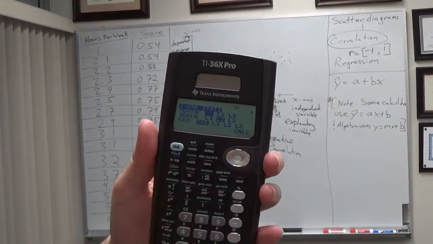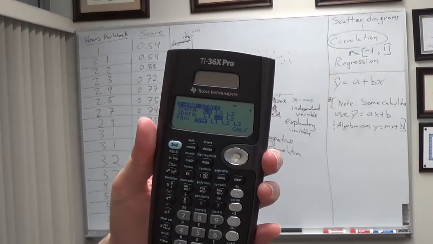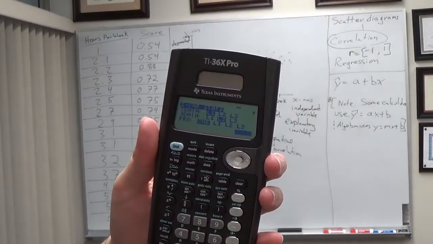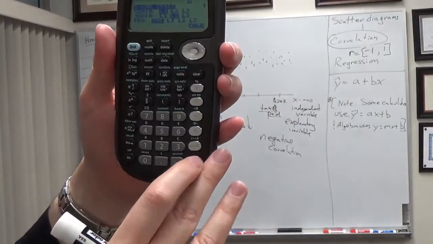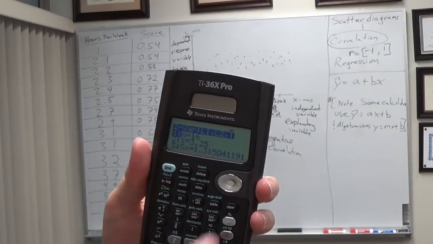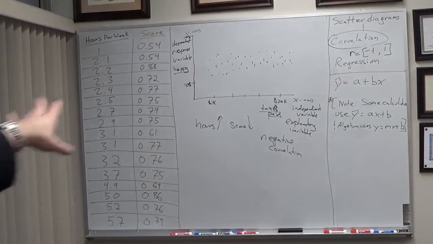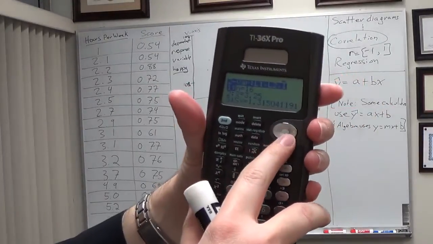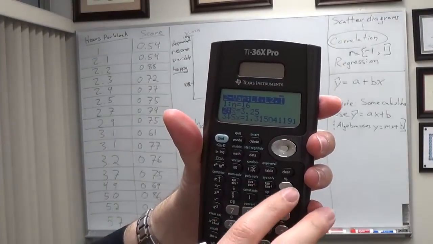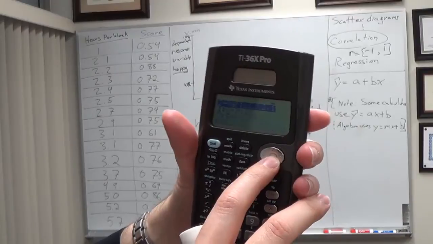We tell it that our X data is in list 1 because that's where I put it. I tell it that my Y data is in list 2 because again that's where we put it. Our frequency is 1 because we're not doing mixed frequencies here, and then we hit calculate, and then enter. When I do that, our calculator gives us lots of information. It tells us that we had 16 pairs of points in this list of hours per week and scores. And it tells us the average hours per week, that's the X bar, 3.25 hours was the average number of hours per week that students spent in that sample.